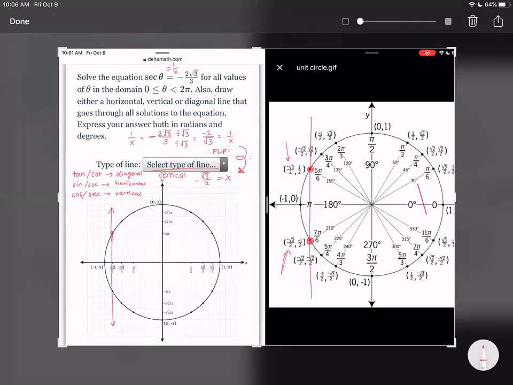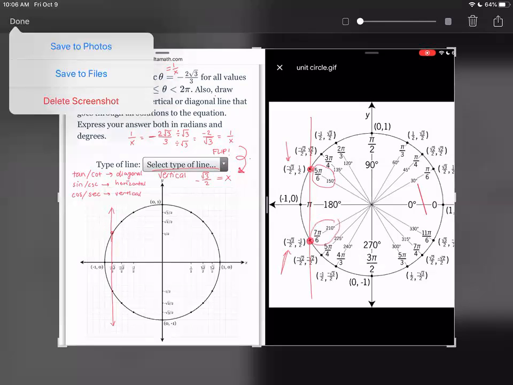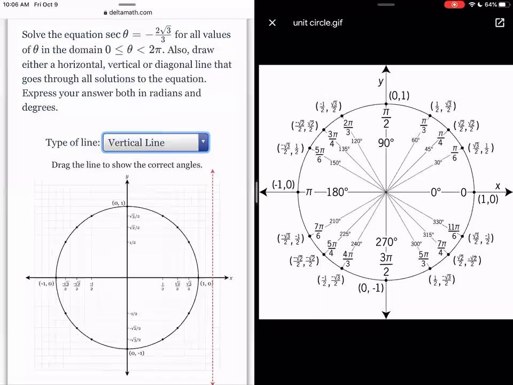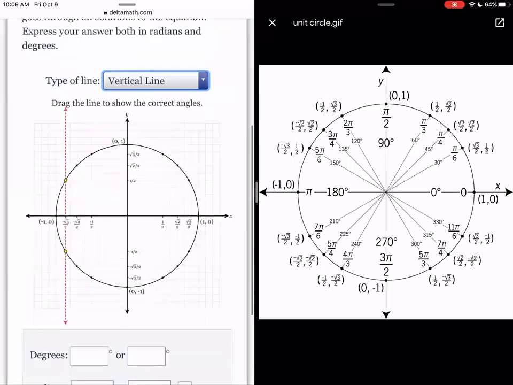Okay, so we're gonna do this vertical line, and we're also going to tell them which radians and which degrees. Let me just circle the radians and degrees now before I just type into Delta Math. Those are the answers that we want. The 5 pi over 6 and the 7 pi over 6 are our radian answers, and the 150 and the 210 are our degree answers. So let's type those in, or first draw our vertical line. Just drag the vertical line right over there. It will snap into place.